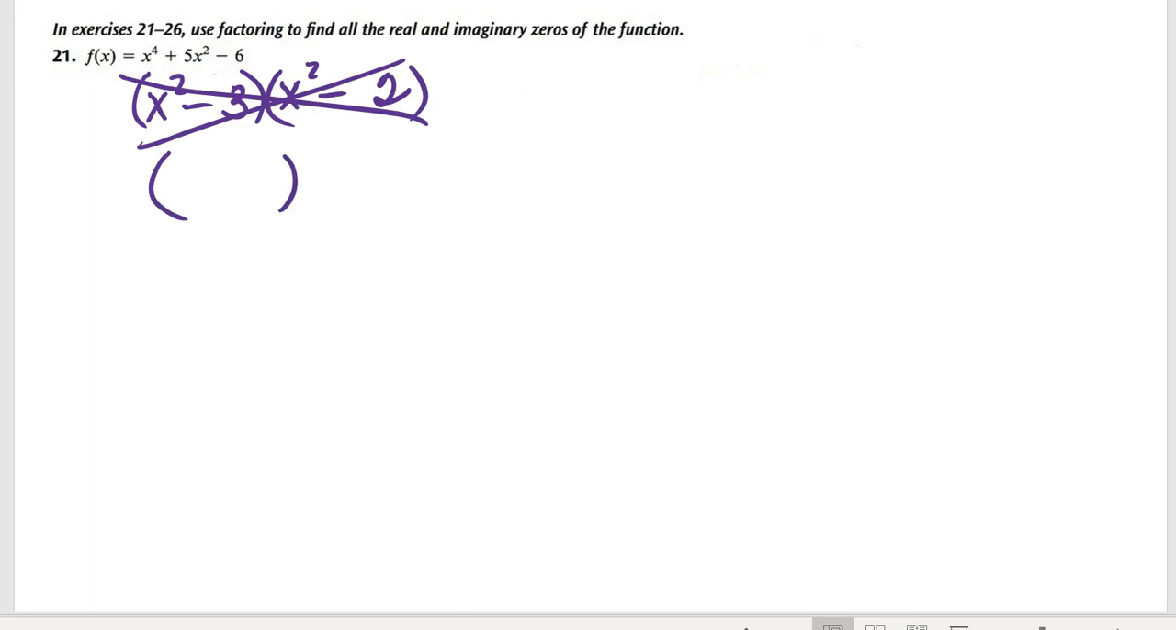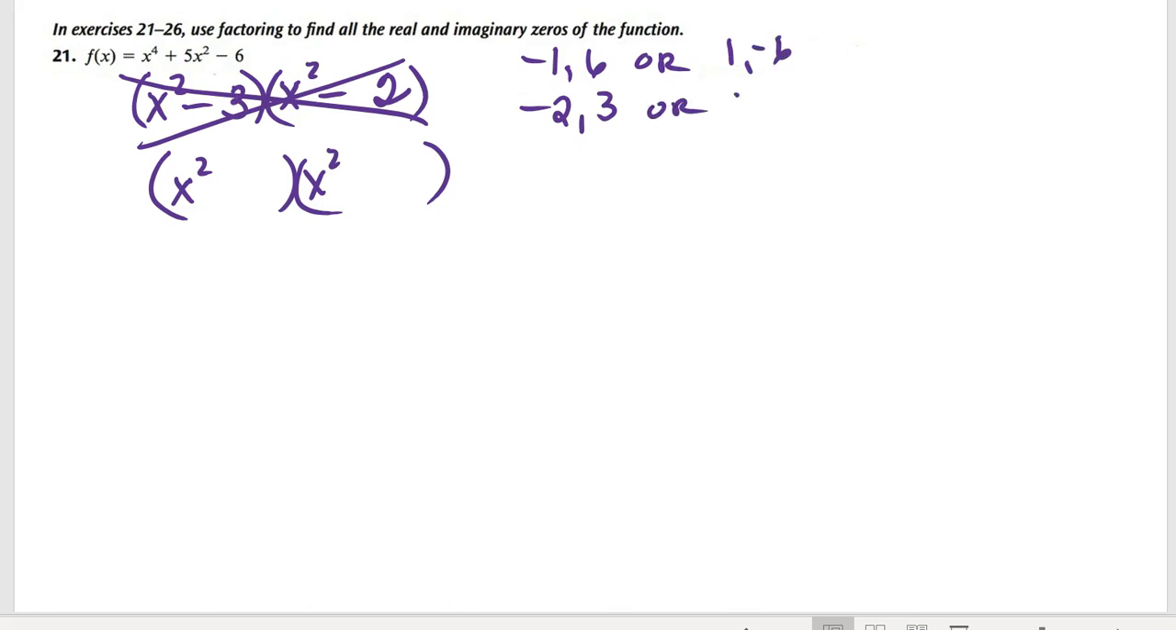Let's try that again. So I'm going to say x squared times x squared. That gives me that x to the 4th. To make a 6, I know that's going to either be a 1 and a 6 or a 2 and a 3, right? I want it to be a negative 6. So it's going to be this or this. And then I want it to add up to be positive 5. So it needs to be this one. Let's try that again. So this is going to go here, and this is going to go here.